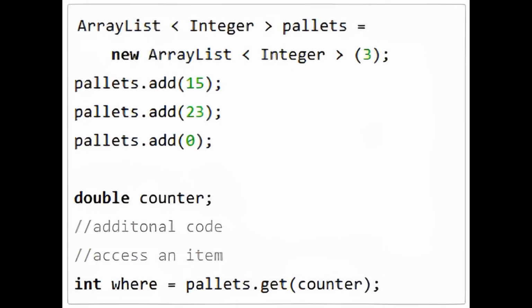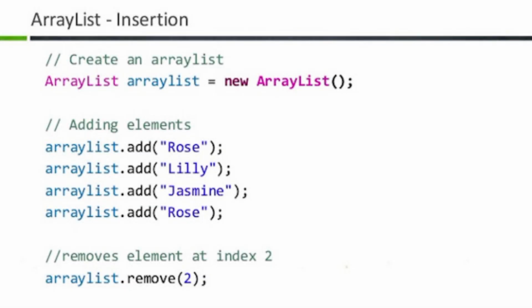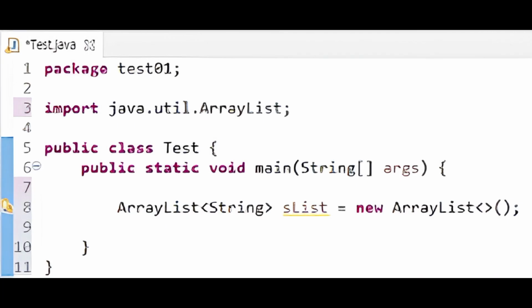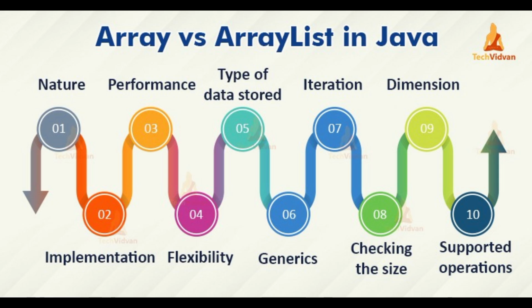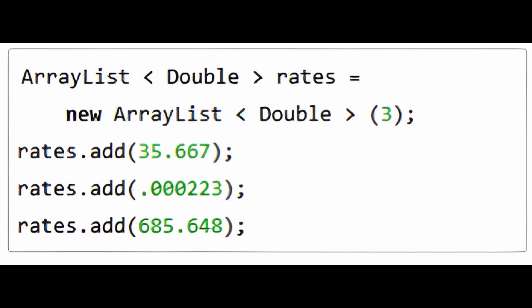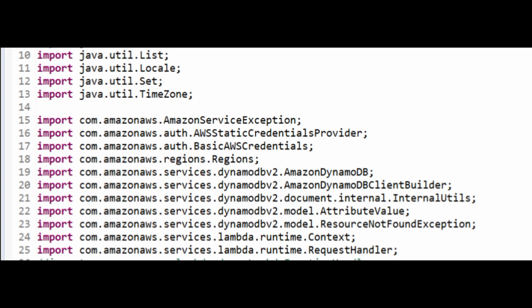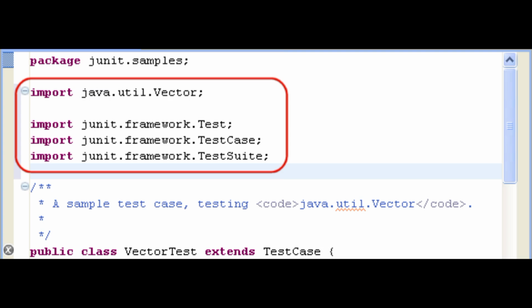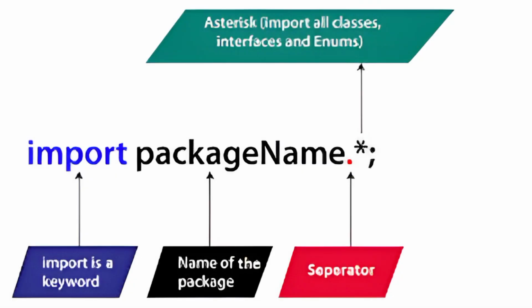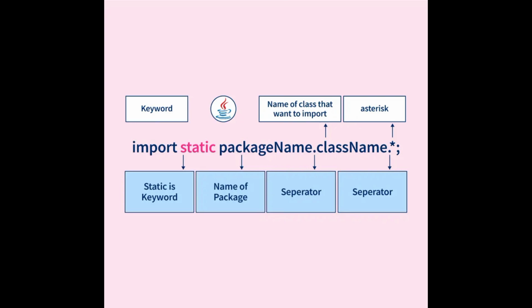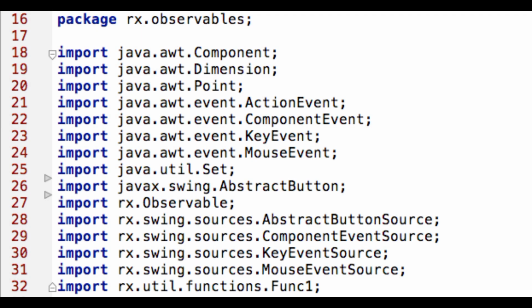Array list. An array list is a dynamic array that automatically resizes to accommodate changes in the number of elements. It provides efficient random access to elements through indexing, similar to traditional arrays, but offers greater flexibility due to its dynamic nature. Import. An import statement in Java allows you to use classes from other packages directly without specifying their full package name. It simplifies code readability and management by providing a shortcut to access commonly used classes.